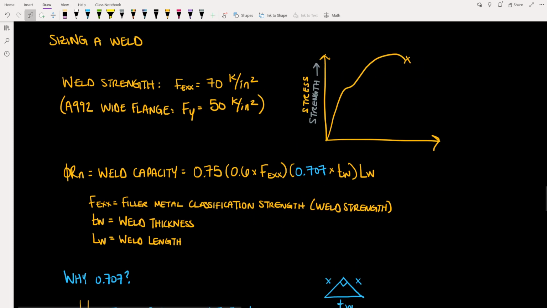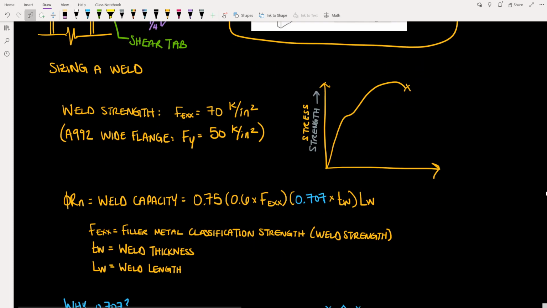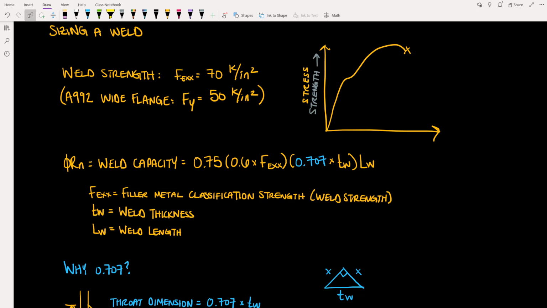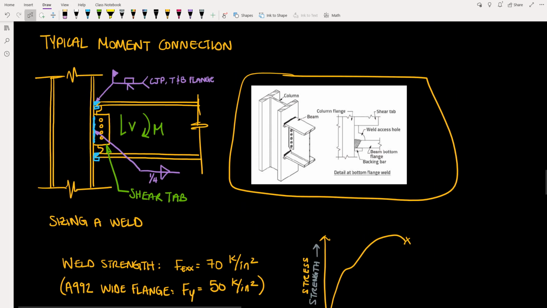Now let's look at sizing a typical weld. It might be interesting for you to note here that the weld strength is actually higher than the strength required for most wide flange sections. If you have a weld like the one above, you can see here I called out a CJP weld. CJP stands for complete joint penetration.